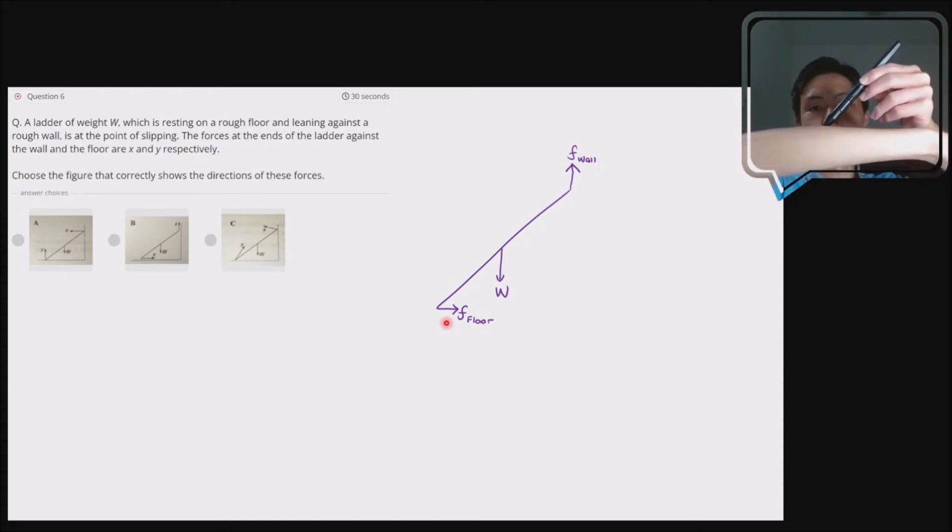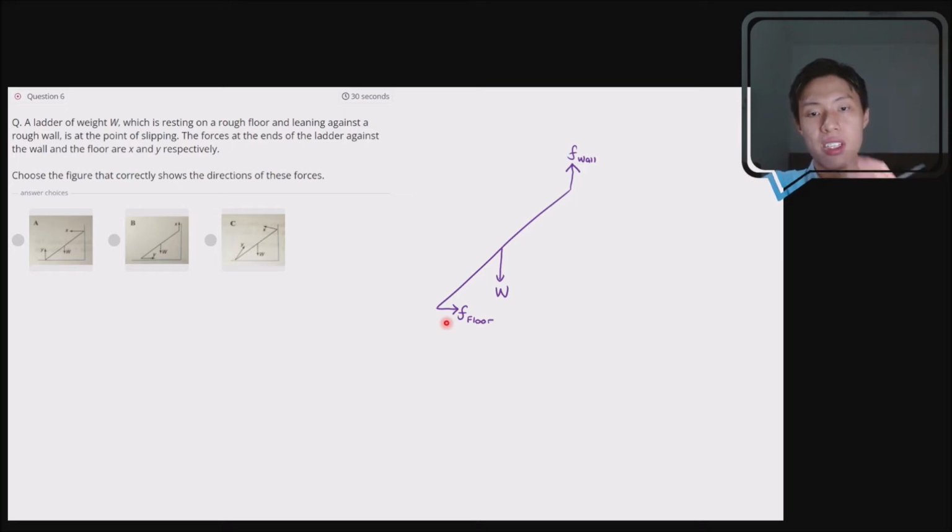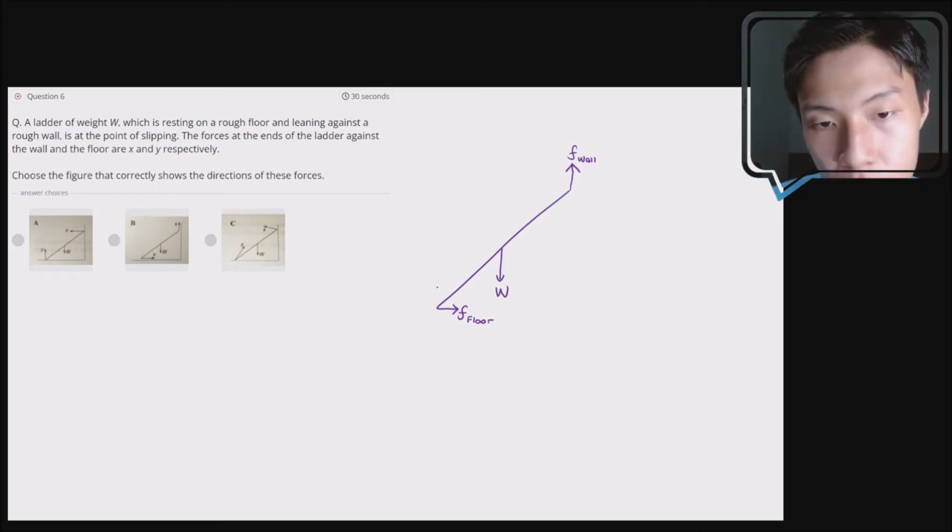Okay, the ladder is at this angle over here. That's our floor. Our floor, this is the horizontal surface. So the normal force should be perpendicular to the surface. And you know the floor should be pushing the ladder upwards to prevent it from falling. So therefore, the normal force should be pointing in this direction. So this is the normal force exerted by the floor on the ladder.